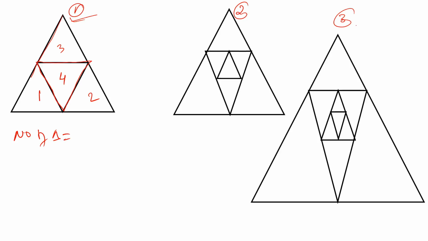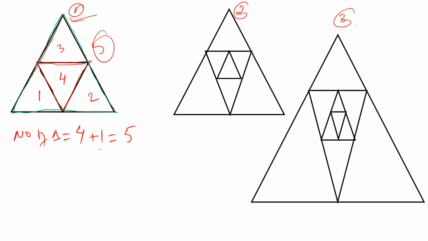So the number of triangles is equal to the number of triangles formed by this inner triangle, that is 4, plus we have to add this outer or bigger triangle. So the bigger triangle is 1. So 4 plus 1 equal to 5. So there are 5 triangles in figure number 1.